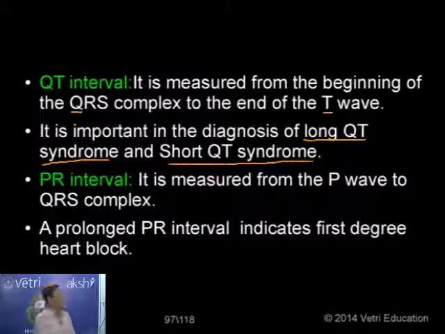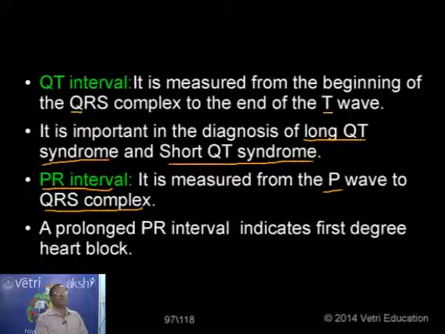And similarly the PR interval. Like the QT interval starting from Q and ending with T, this one starts with P and ends with the QRS complex. It is just between P and the QRS complex, so it is measured from the P wave to the QRS complex.